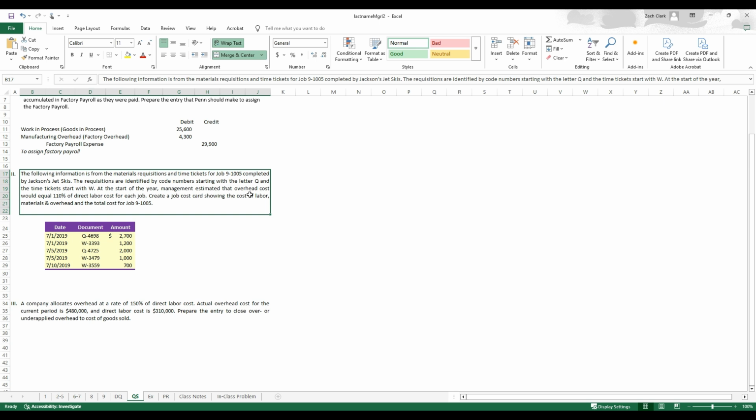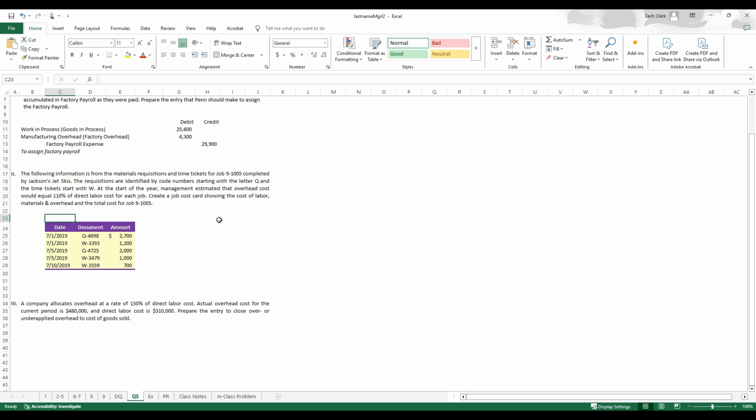And then at the start of the year, management estimated the overhead cost would equal 110% of direct labor cost for each job. And we need to create a job cost card showing the cost of labor, materials, overhead, and the total cost for job 9-1005. And so again, everything in this little table relates to job 9-1005.